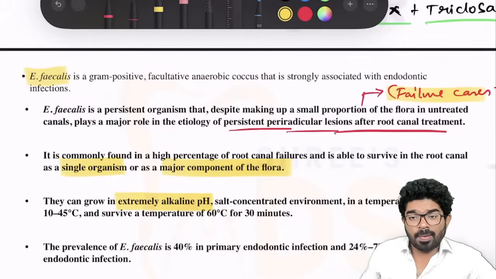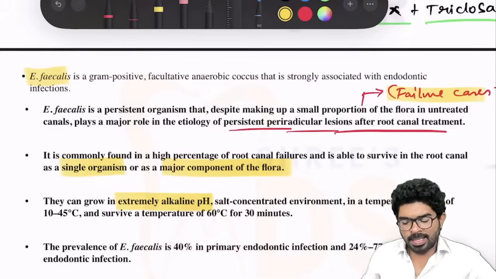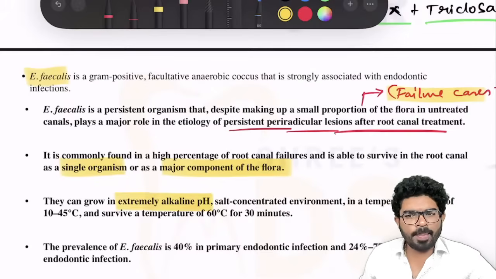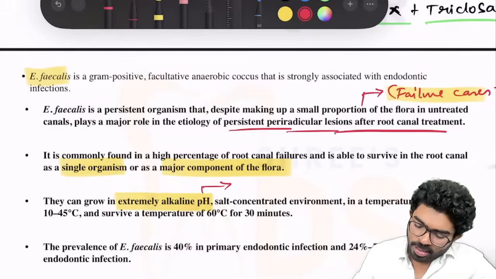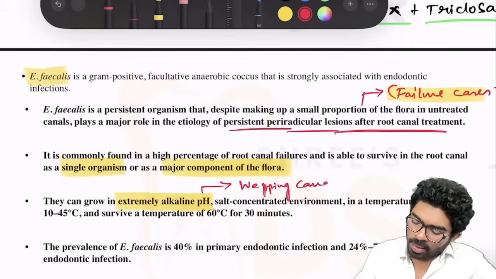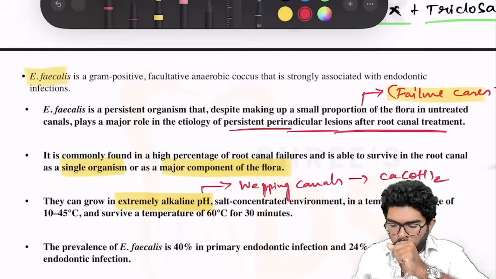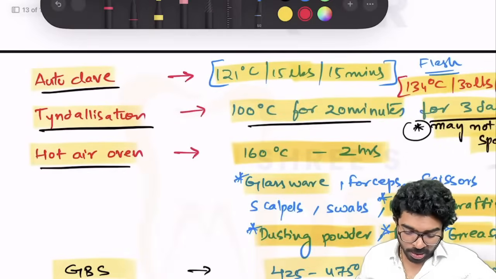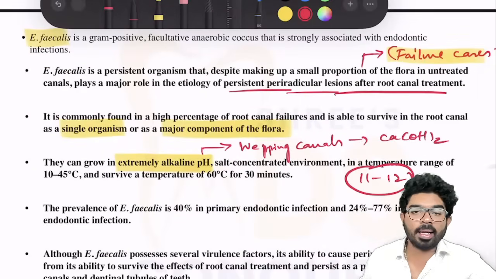Because whatever materials we are going to use, calcium hydroxide and all these materials as disinfectants, are extremely alkaline materials. The disinfectant we are going to use in the weeping canals is calcium hydroxide, which has a pH of 11 to 12, which is extremely alkaline.